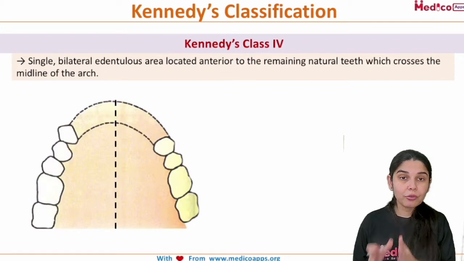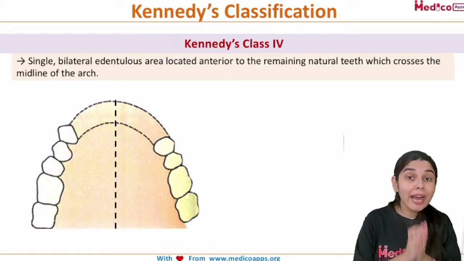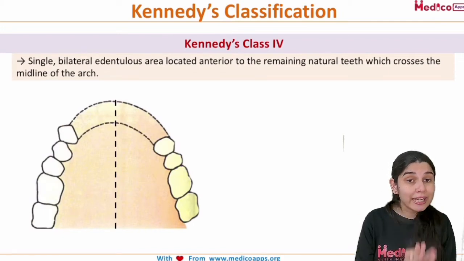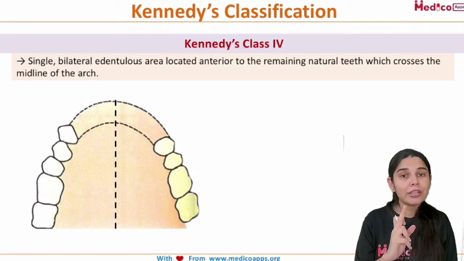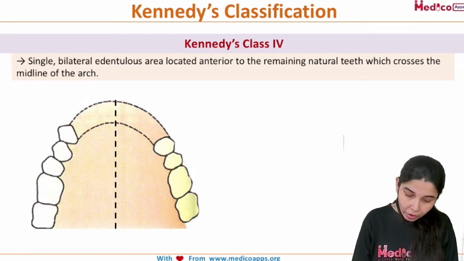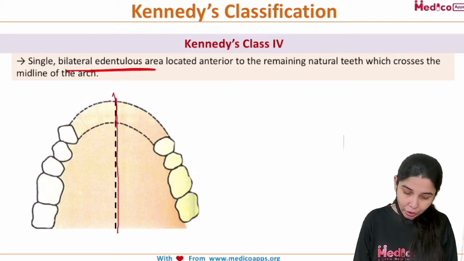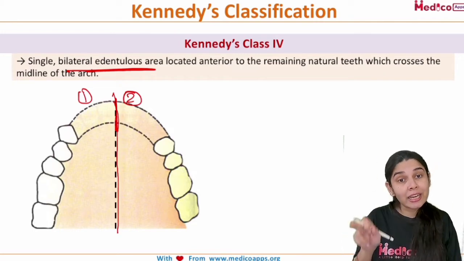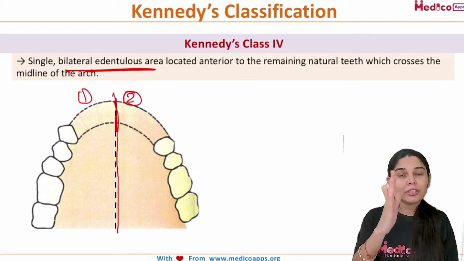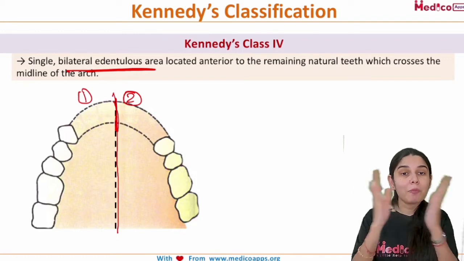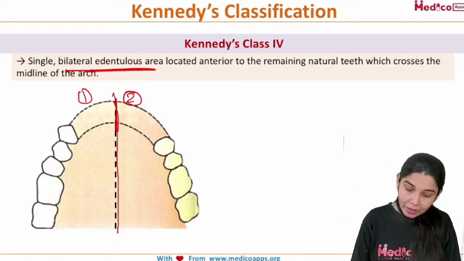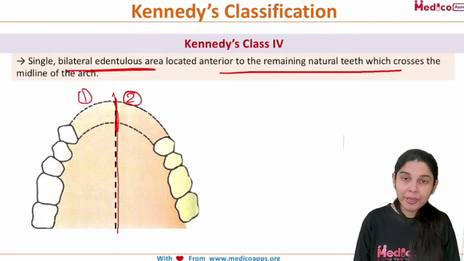Moving to class 4, what is class 4? Class 4 is when there is one single edentulous area, but because it is crossing the midline, we say that it is a bilateral edentulous area. Definitely, if you cross the midline, it becomes one section and two sections. So though it is a single edentulous area, because it crosses the midline, it becomes a bilateral edentulous area located anterior to the remaining natural teeth.